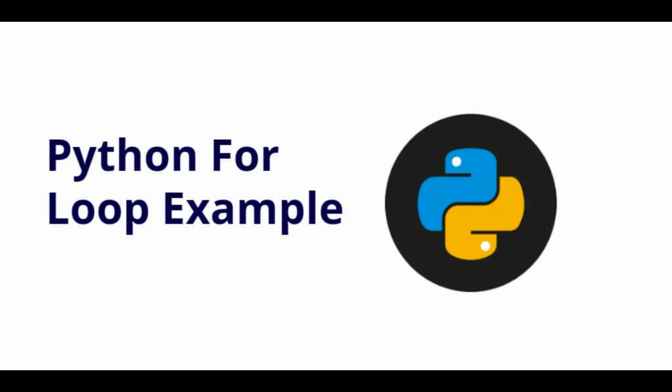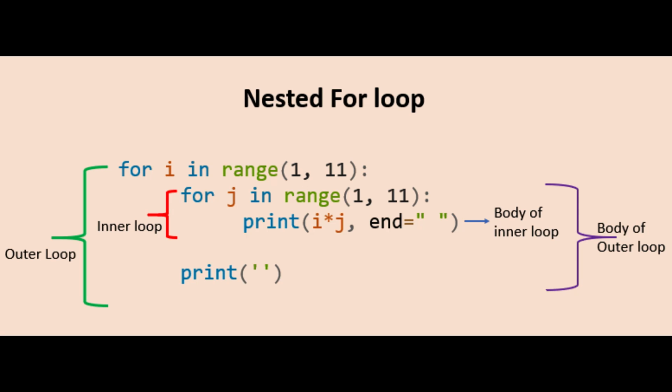Nested loops. A nested loop is a loop inside a loop. The inner loop will be executed one time for each iteration of the outer loop. Example.